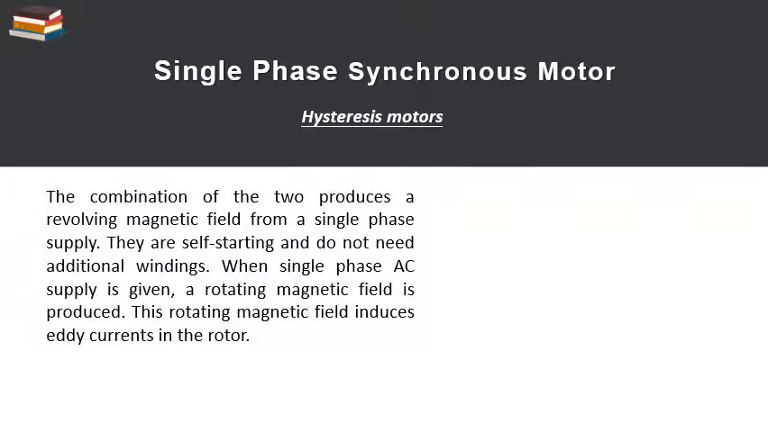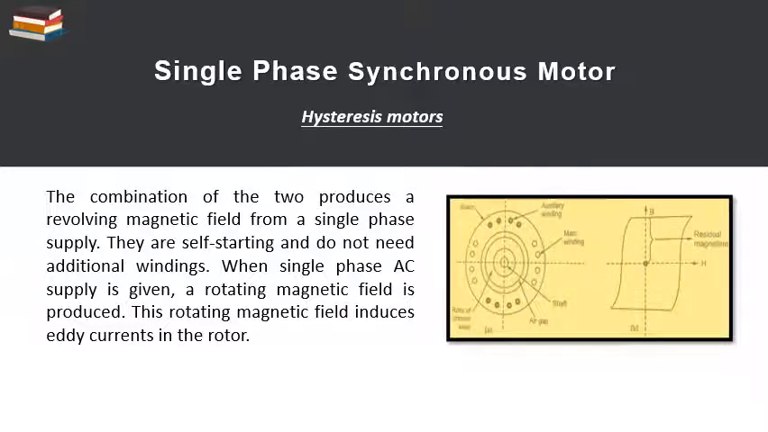The combination of the two, main winding and auxiliary winding, produces a revolving magnetic field from a single phase supply. They are self-starting and do not need additional windings. When single phase AC supply is given, a rotating magnetic field is produced. This rotating magnetic field induces eddy current in the rotor. So this is the diagram for hysteresis motor. This one is called the auxiliary winding, and this one is called the main winding.